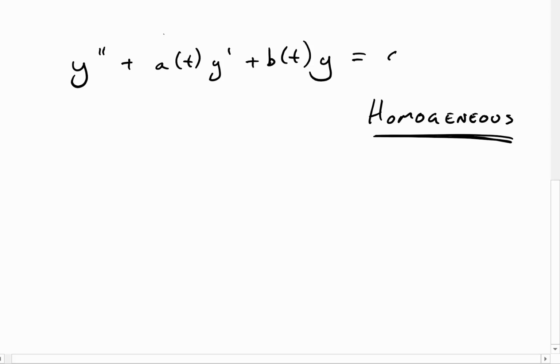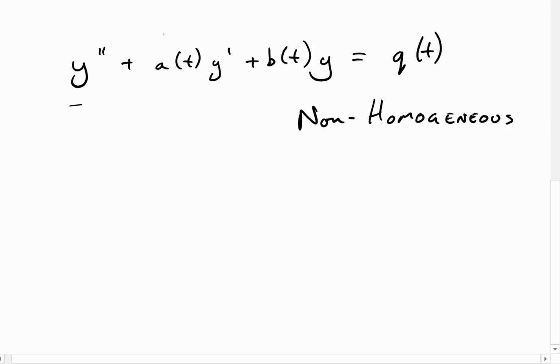Whereas if this right hand side is not 0, so basically if we get all the derivatives and the functions on one side, and if we can set this right hand side equal to 0, then it's homogeneous. Whereas if it's not 0, in other words there is something involving t there, then we call it non-homogeneous.